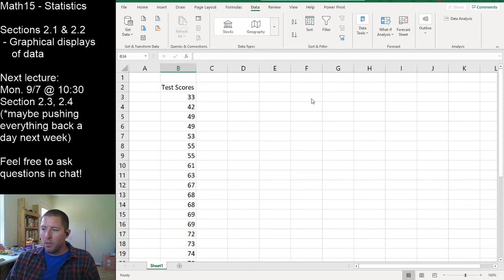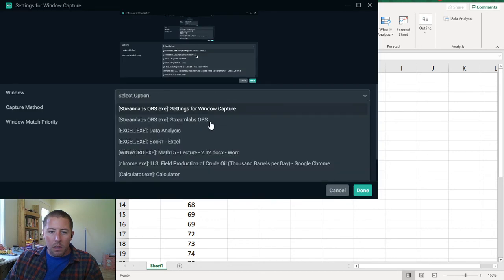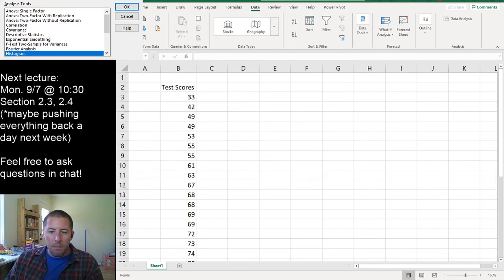Oh, it's not going to show this right here. Okay, let me add this. I do want this to be visible. I'm going to add window capture, add new one, and source. Okay, you can see it now.